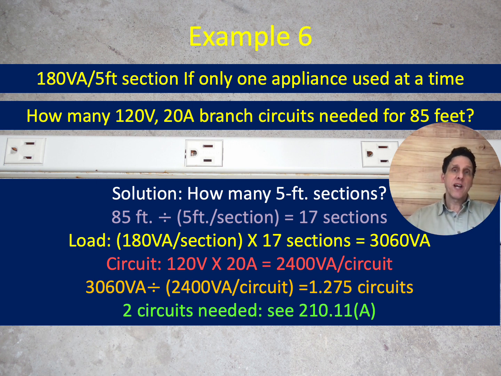The minimum number of branch circuits is based on the load calculation in addition to the rating of the branch circuits, right? And so that's what we did there. We did the load calculation, and then we also used the rating of the branch circuits to calculate the minimum number of branch circuits, which in this case is 2. And one more.